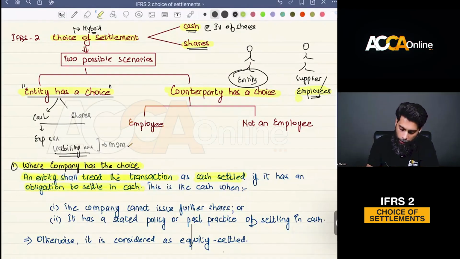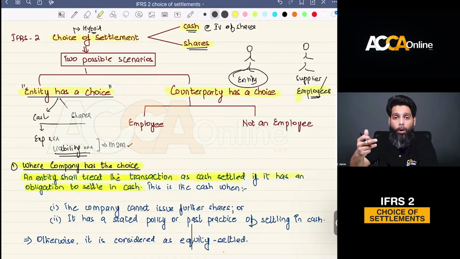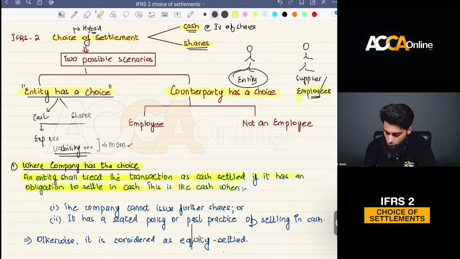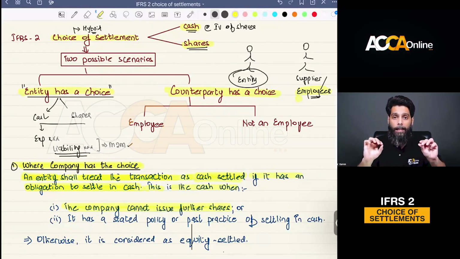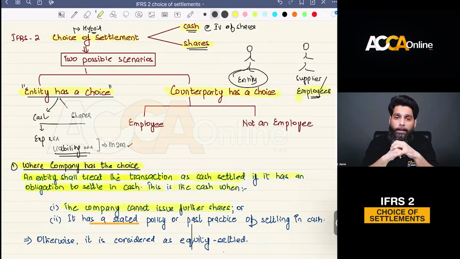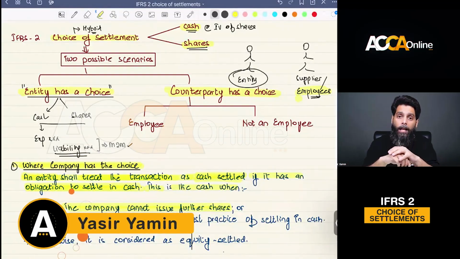So what are they saying? An entity shall treat the transaction as a cash settled share-based payment if it has an obligation to settle in cash. Now, how will you know whether the entity has an obligation to settle in cash? This is the case when the company cannot issue further shares. IFRS 2 is saying, please, accountant, be prudent. First of all, try to record this transaction as cash settled, and you need to find justifications for your decision.